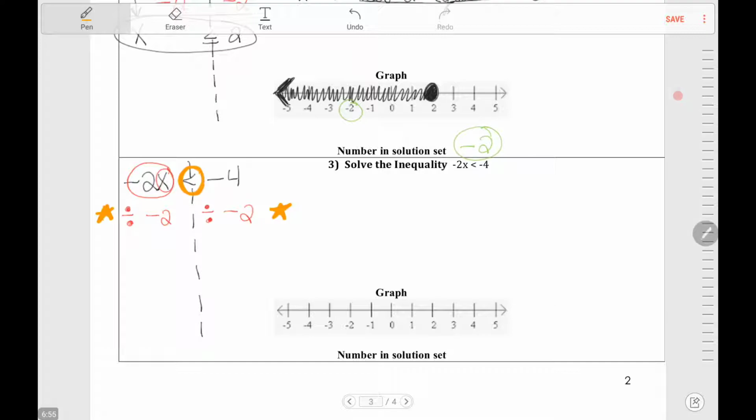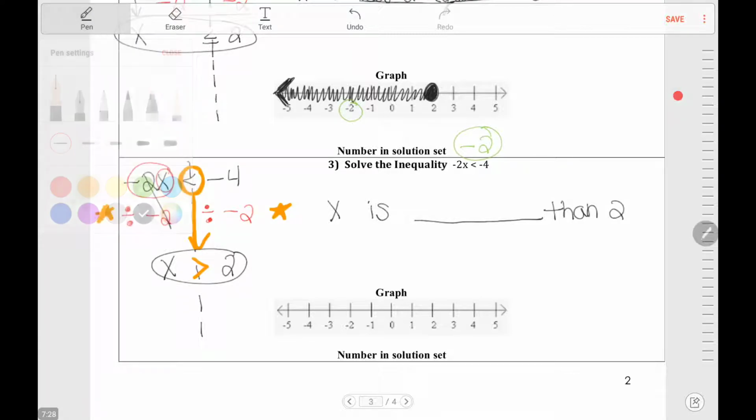So before I do anything else, I need to think about my symbol switch. So this symbol was facing less. Now I'm going to make it greater. Once I do that, everything else remains the same. I bring down my x. -4 divided by -2 is +2. Okay, let's translate. X is blank, then 2. Go ahead and fill in the blank. You should have said, oh, got it wrong. You should have said greater than. So x is greater than 2.